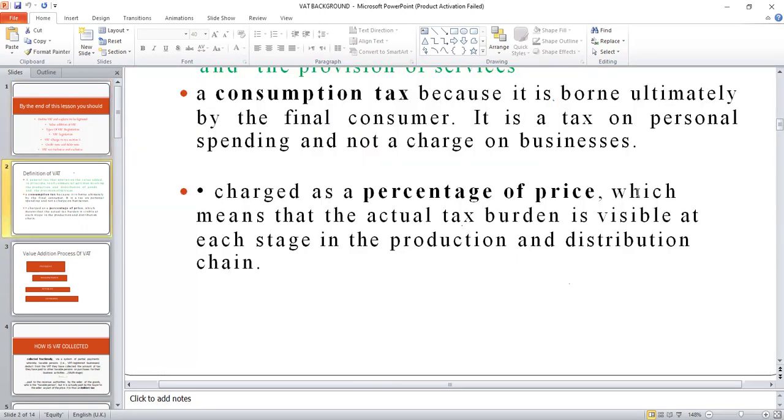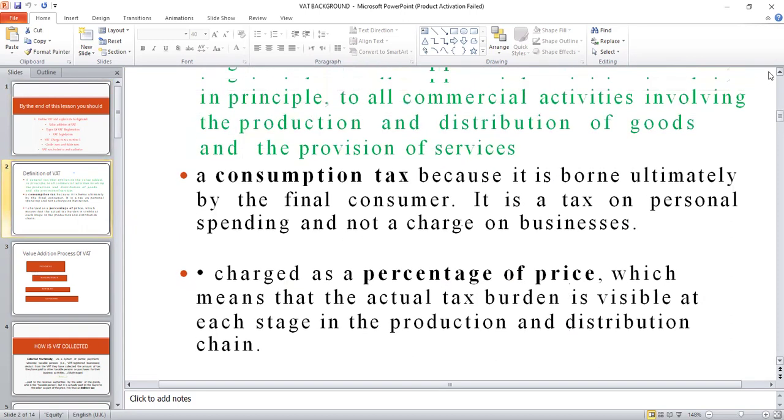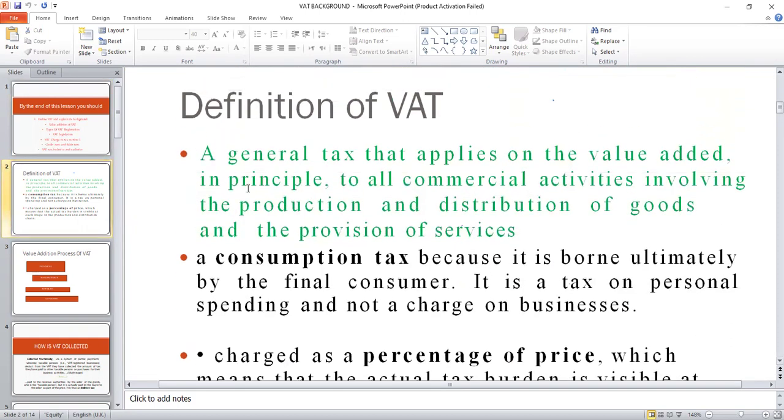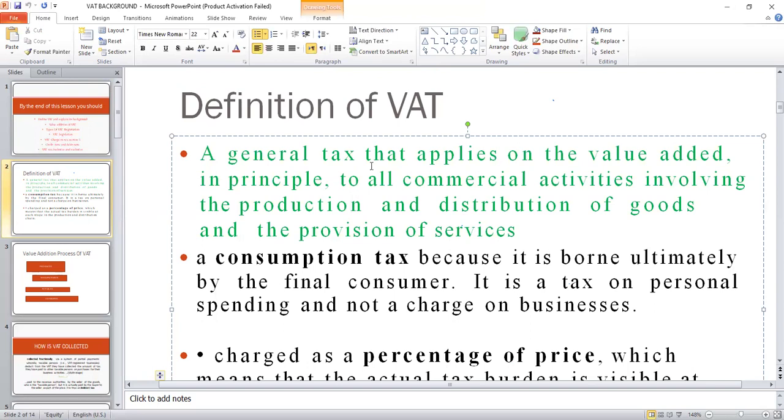So if you begin with the first slide, you need to know the definition of VAT. VAT is a general tax that applies on the value added, in principle, to all commercial activities involving the production and distribution of goods and the provision of services. So what do you get from here? Here we're being told that value added is the key term. Let me bold it so that you're able to see it clearly. That is the value added.